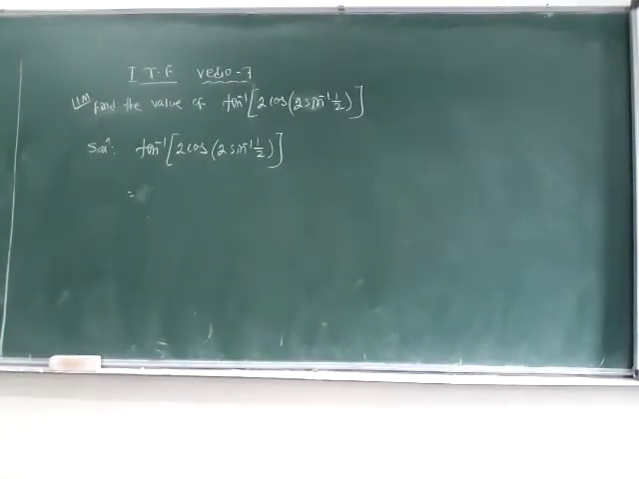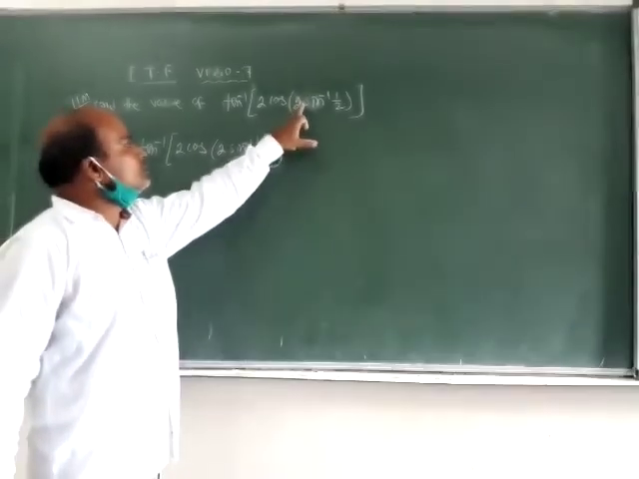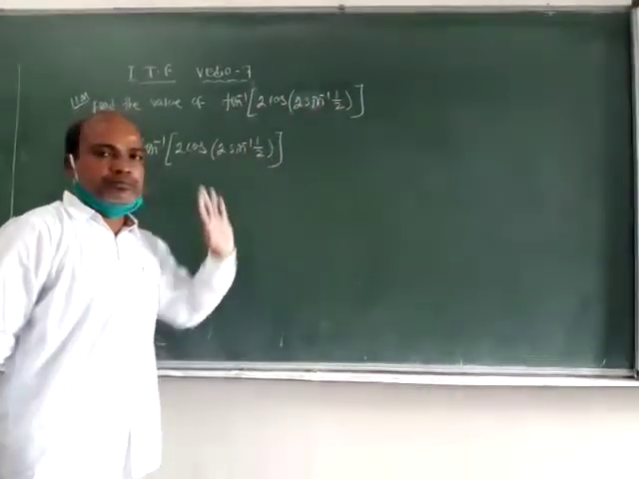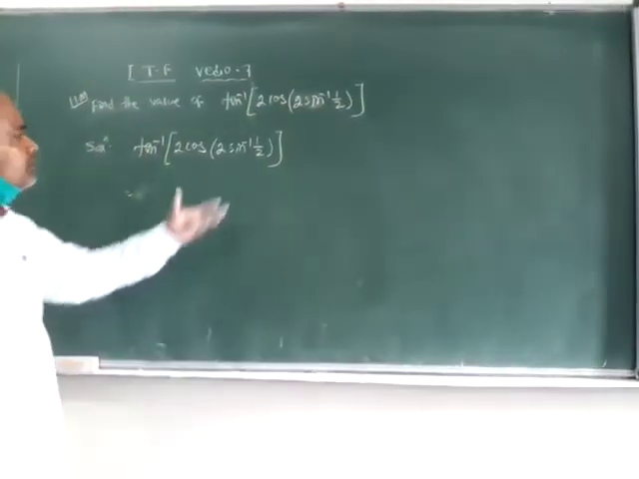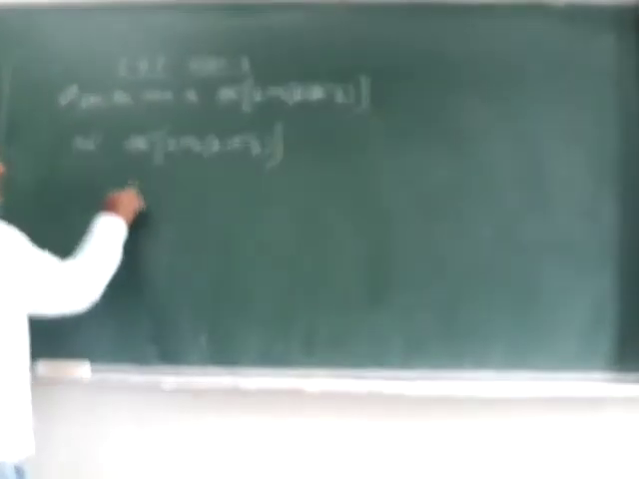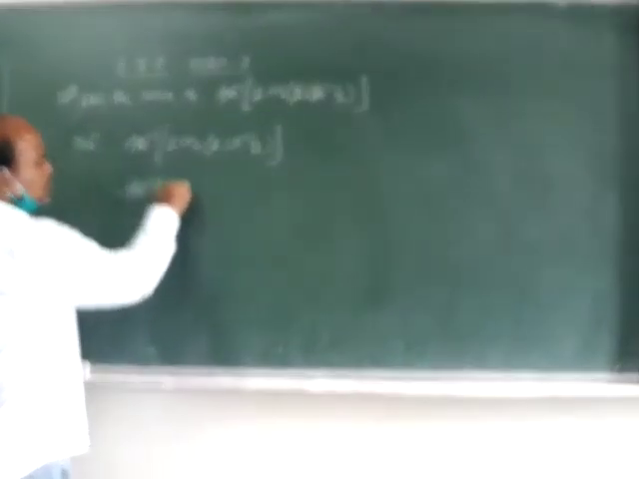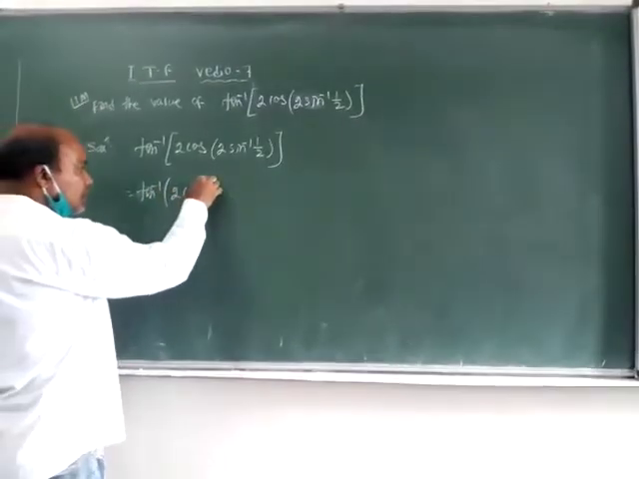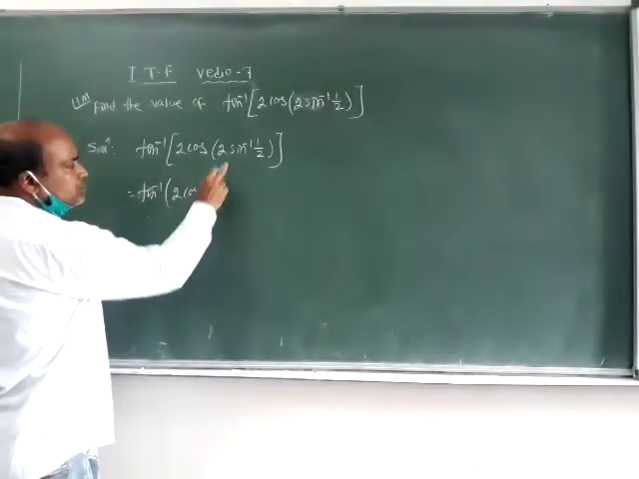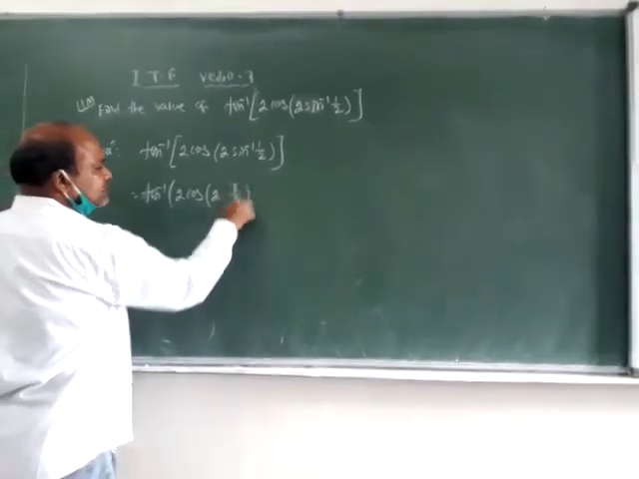Okay. Now you see the very important question. Find the value of tan inverse of 2 cos 2 sin inverse 1 by 2. Very simple. First solve this bracket. How to solve? See, tan inverse of 2 cos of 2 into sin inverse 1 by 2, which is nothing but pi by 6.